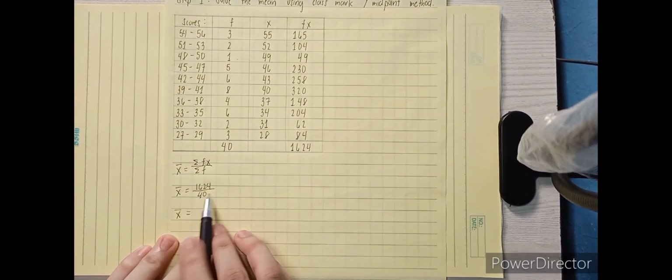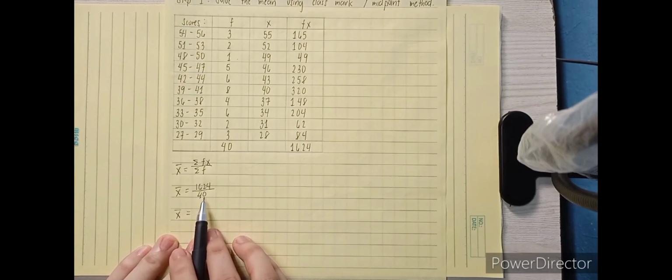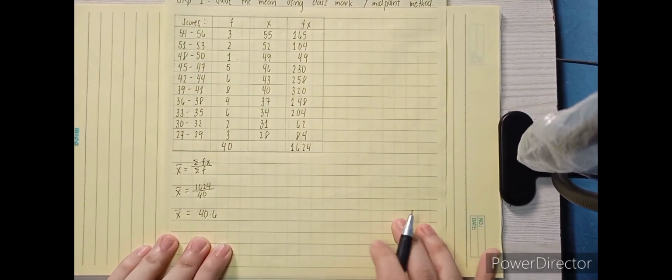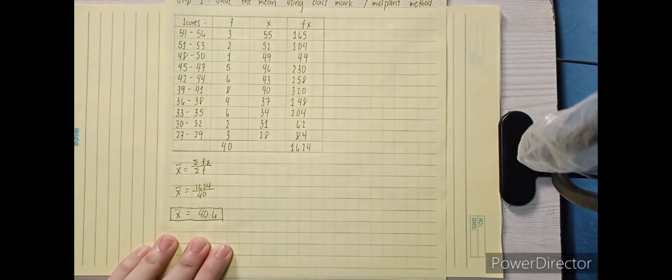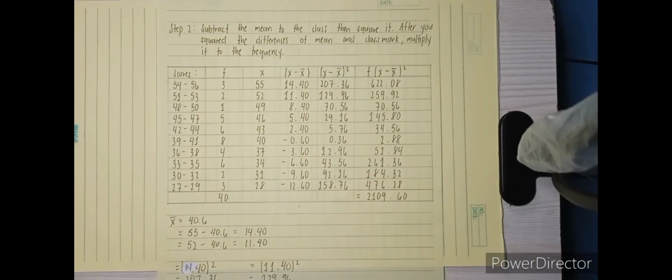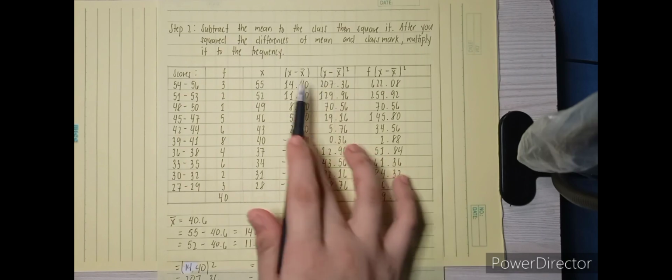So, 1,624 divided by 40 equals to 40.6. Ito na ang ating pinaka-mean, 40.6. Subtract the mean to the class, then square it. After you square the differences of mean and class mark, multiply it to the frequency. Kanina, nag-solve tayo ng ating mean, which is the 40.6. Ngayon naman, tatalakay natin kung paano nakuha itong tatlong to.